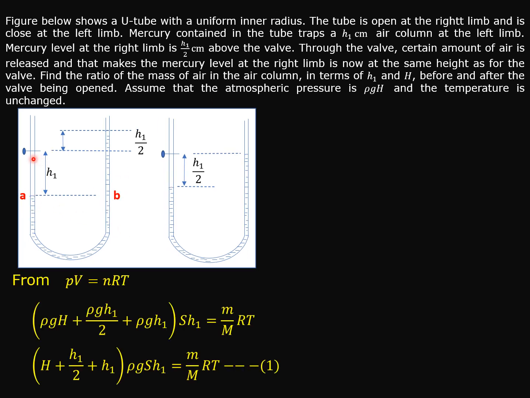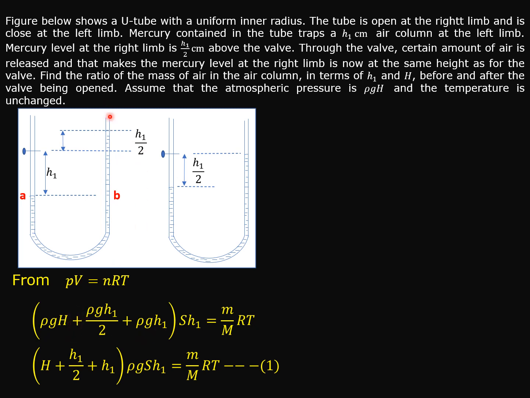Now we assume that the air in the air column is an ideal gas, and we apply the equation of state to the ideal gas. Then the P here should be the pressure of the gas, and this pressure of the gas should be the pressure acting on this mercury level. And this pressure, as we mentioned just now, is the same as the pressure at B. And the pressure at B can be written down as the summation of three terms.